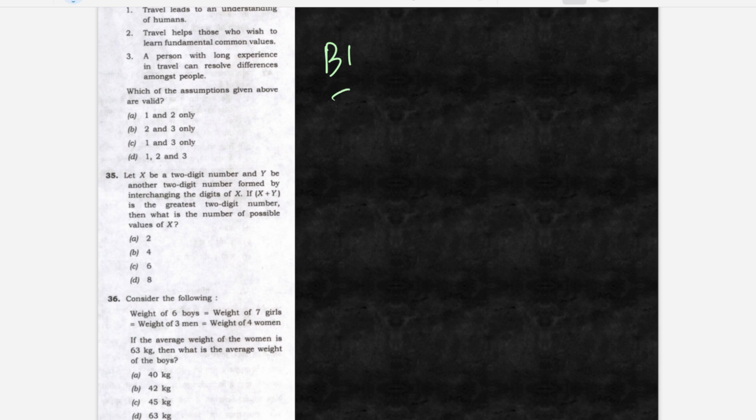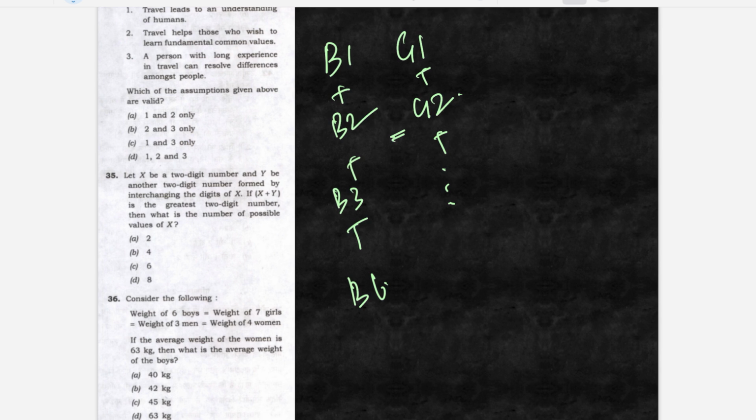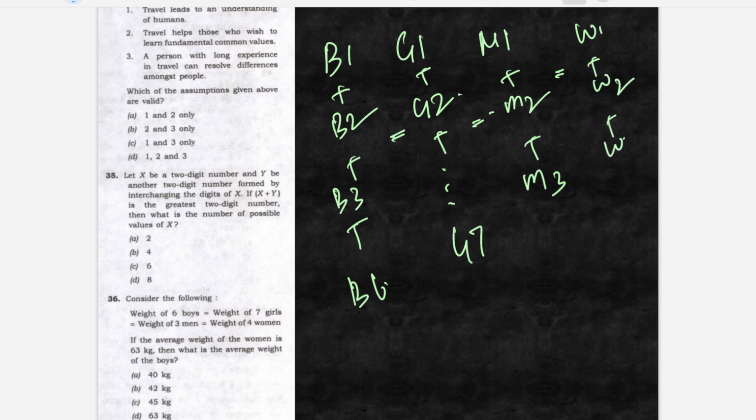So boy 1 plus boy 2 plus boy 3 up to boy 6 is equal to girl 1 plus girl 2 up to girl 7, which is equal to man 1 plus man 2 plus man 3, a sum of their weights, which is equal to the weight of 4 women: woman 1 plus woman 2 plus woman 3 plus woman 4, right? So this is the equation given in the question. I've just simply imagined how it is to be imagined. All right, now we get the second clue.